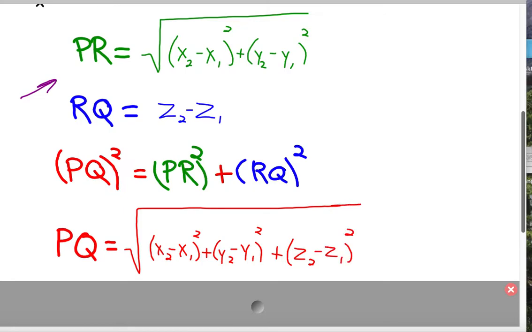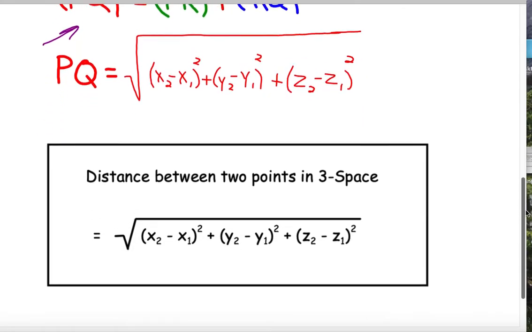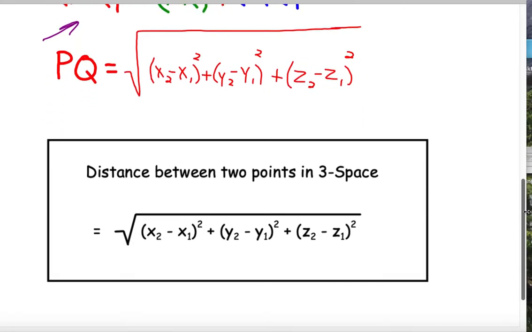And as you can see, it's probably no surprise that the distance from point P to Q in 3 space is this expression, which is really just an extension of the distance formula. We're just adding on an extra parentheses squared here, the difference of your z coordinates. So now that proves for us that the distance between 2 points in 3 space is exactly what you think it should be.